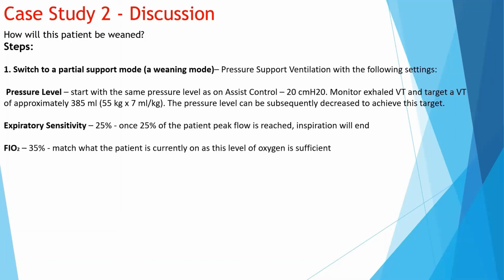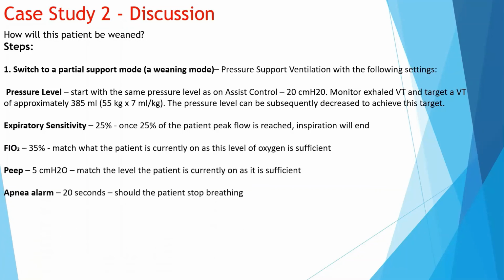For the FiO2, it would make sense to match what the patient was on. Her oxygen level was sufficient on this FiO2, and the same goes for the PEEP of 5, which would be fine. The apnea alarm needs to be set now because she's on a mode that does not have a set rate. 20 seconds is normal for an adult, and that means that if the patient stops breathing for 20 seconds, the alarm will ring.